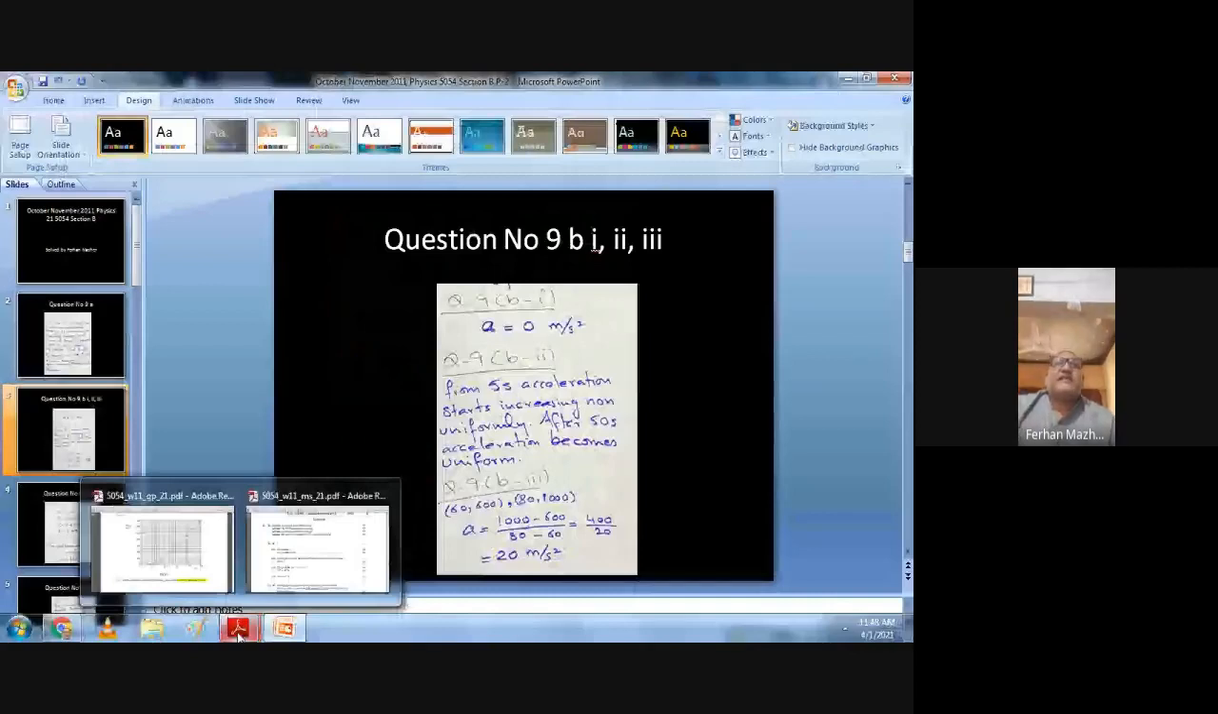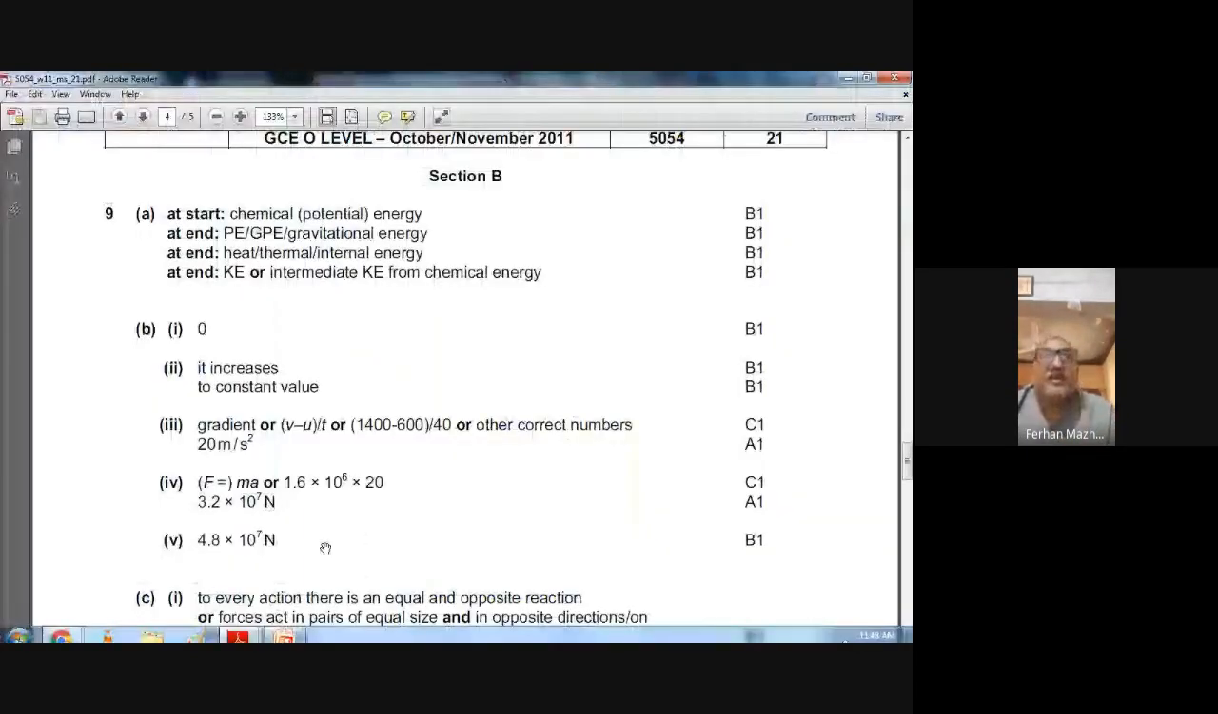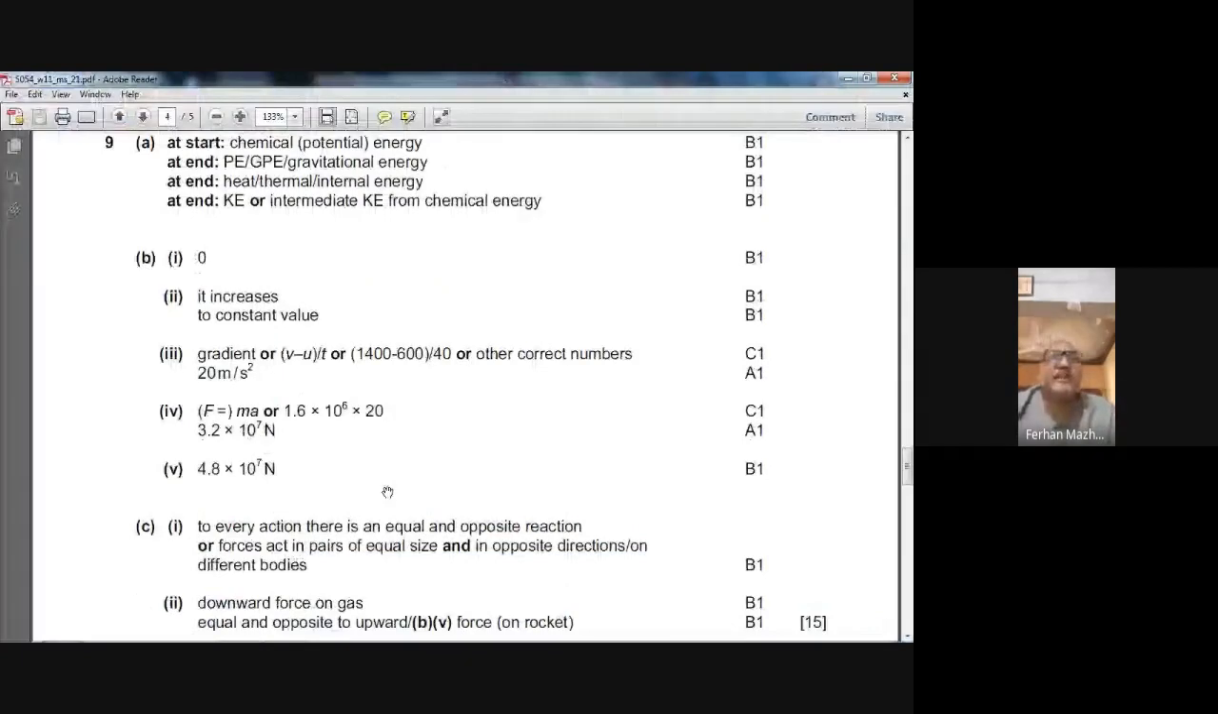I'm showing you the marking scheme, and on your screen we have the marking scheme. The acceleration is 0 for B first part, and in the second part, 1 mark is for telling that it increases, and 1 mark is for telling that then it becomes a constant value. So acceleration at the start is non-uniformly increasing, and at the second step, it becomes constant. So hope you are able to write. Have you written your answer? Yes, sir.